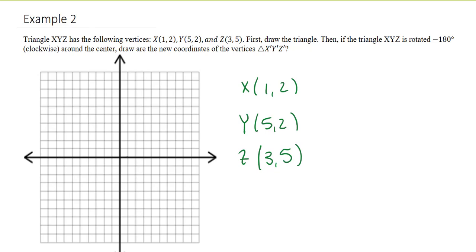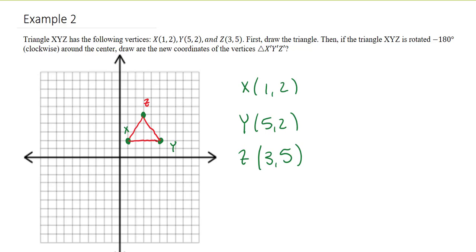So X is (1, 2), so let's go over 1, up 2. There's our X. Y, which is (5, 2), so we're going to go over 5, and then up 2. And then Z, which is (3, 5). So let's go over 3, up 5: 1, 2, 3, 4, 5. And that's Z.